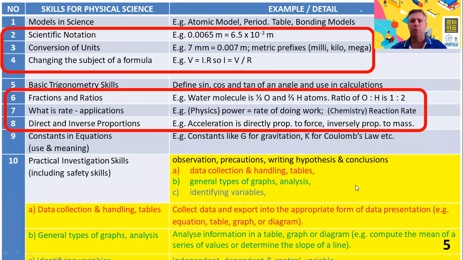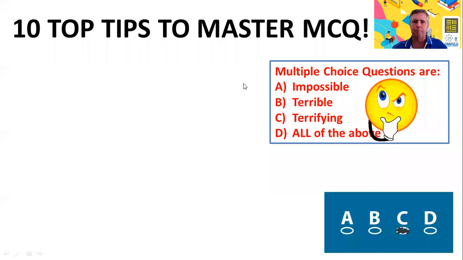Special skills on page 5. Well, of course, all curriculum skills are important, but particularly these: scientific notation, make sure you can use it on your calculator; conversion of units, especially changing the subject of the formula. In fact, we're going to look at an example with Ohm's law just now. Fractions and ratios, rate and direct and inverse proportion. Again, you see the example there that I is directly proportional to V, but inversely proportional to R. More on that in just a moment.